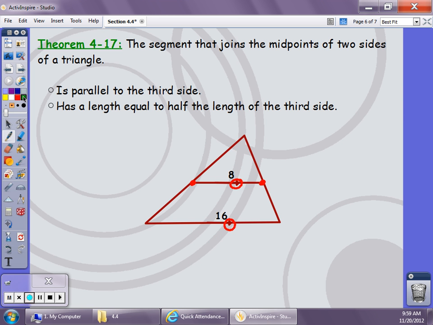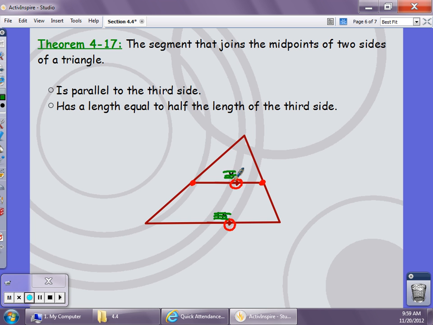If we want to plug in a couple different numbers to see how this works, let's say that the third side is 18, which means that the median is going to be half that value, which is 9. Again, the median of a triangle is the segment that joins the midpoints of two sides. It's always going to be half the length of the third side, and it's also going to be parallel to the third side.